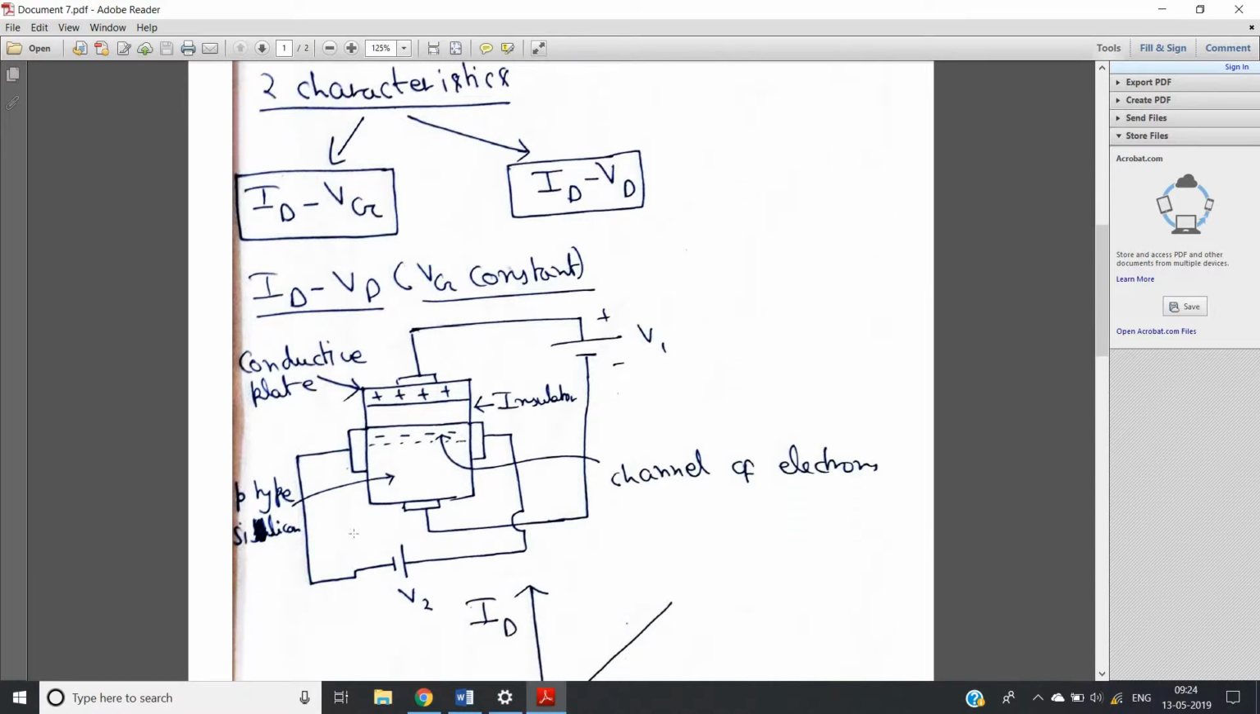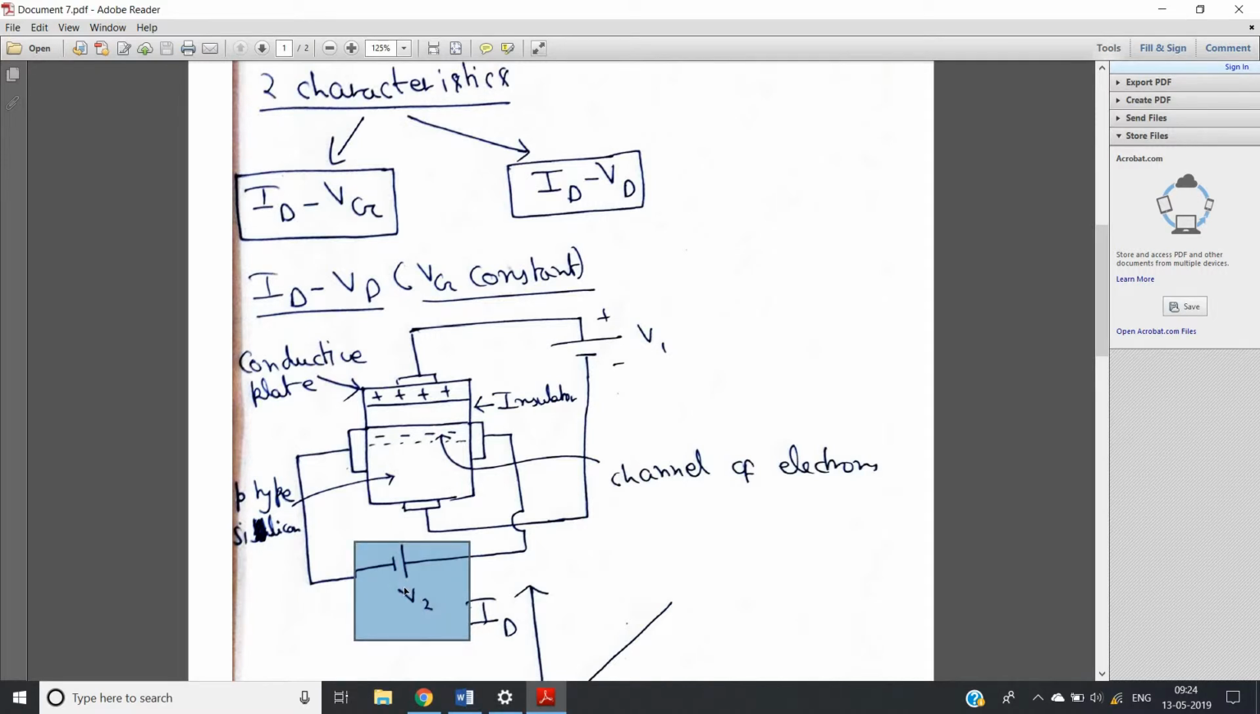So what we will do, we are applying a V2 potential from left to right. See, the positive potential of the V2 potential battery is connected to the right. So what will happen, the electrons will be attracted from left to right. As a result, current will flow from right to left. So the V2 potential is the reason for the current flow through the channel.